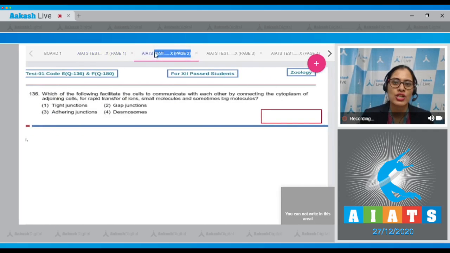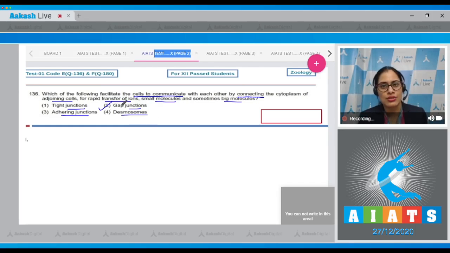Question number 136. Which of the following facilitate the cells to communicate with each other by connecting the cytoplasm of adjoining cells for rapid transfer of ions, small molecules, and sometimes big molecules? The options given are tight junctions, gap junctions, adhering junctions, desmosomes. And the correct answer to this question is option number 2, gap junctions.